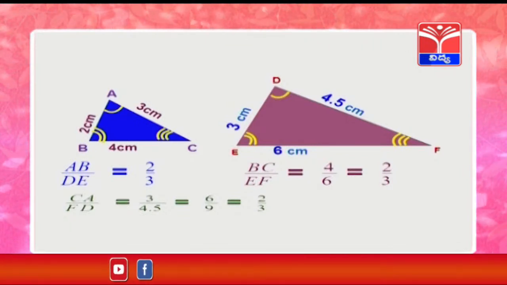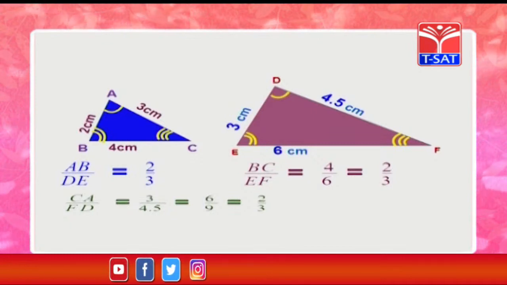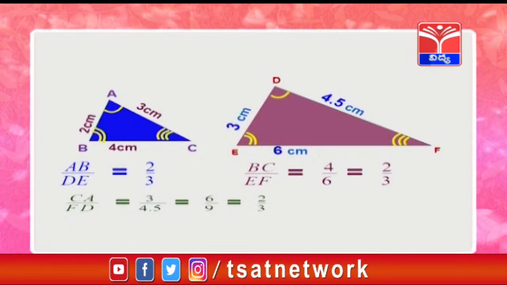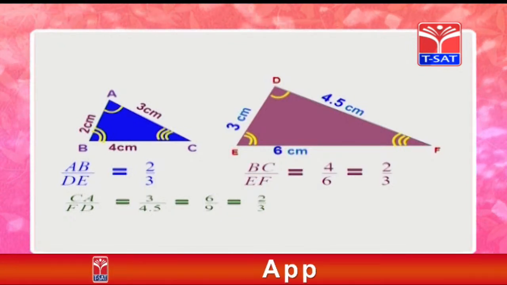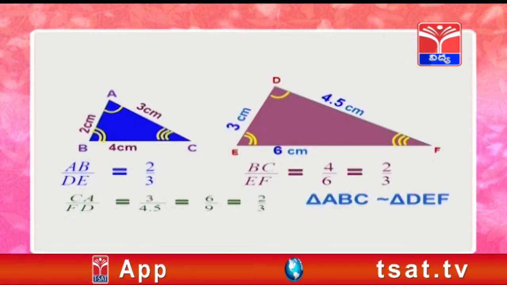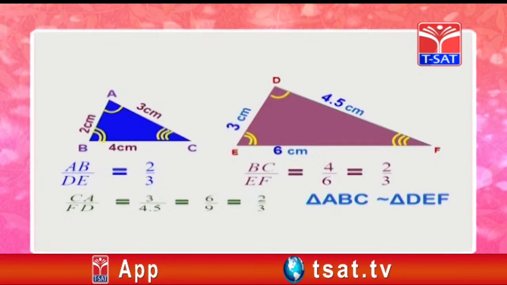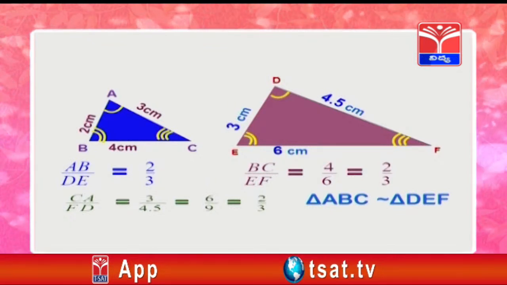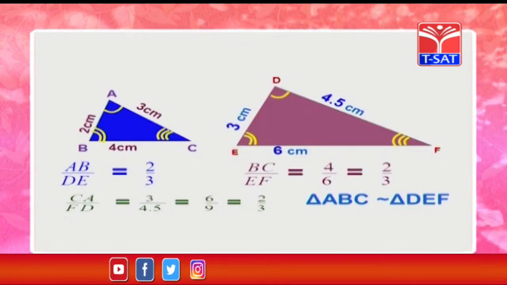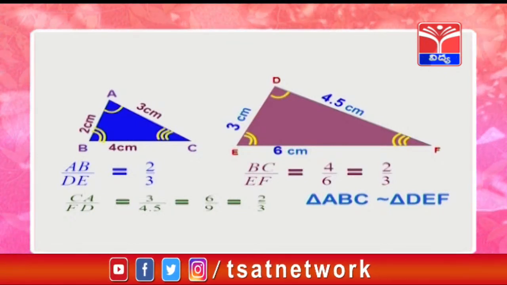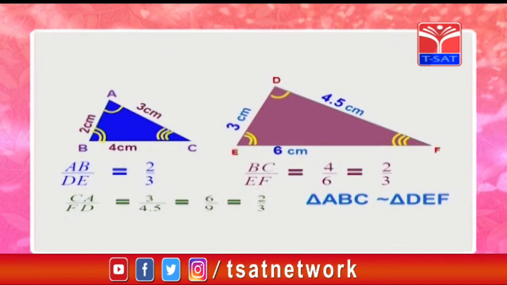We observe that the ratio of the corresponding sides in the triangles ABC and DEF are equal. We say that these two triangles are similar, that is, the corresponding angles are equal and the corresponding sides are in the same ratio, and hence these two triangles look similar.